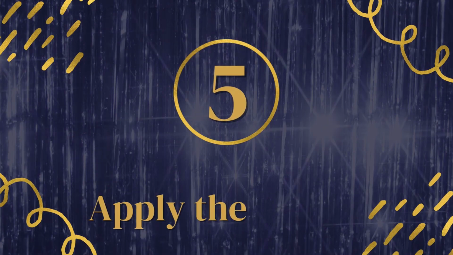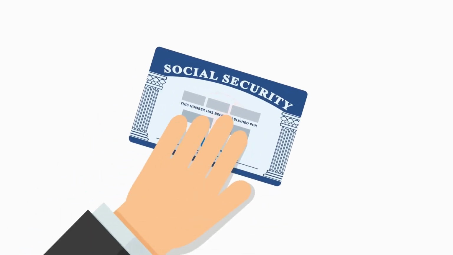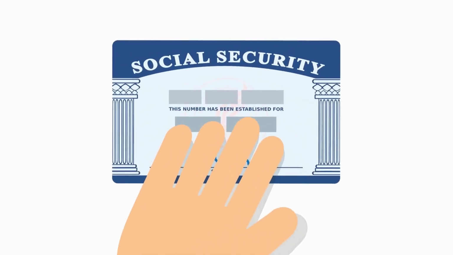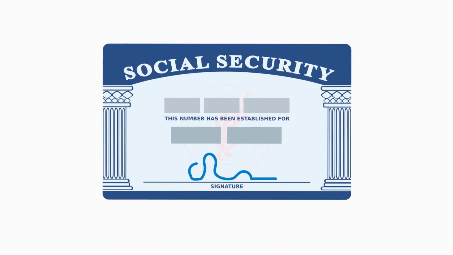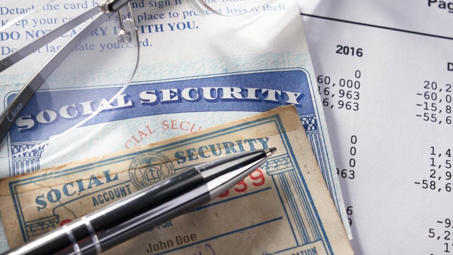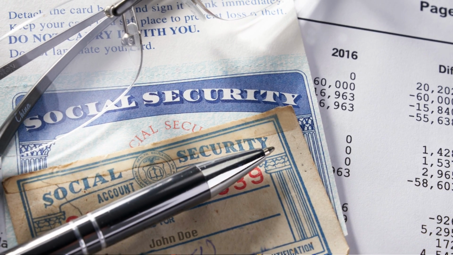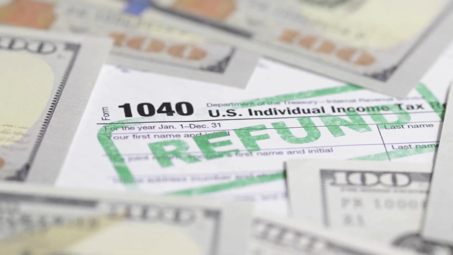Number 5. Apply the credit. The credit can be applied against the employer's share of Social Security taxes. If the credit exceeds the amount of Social Security taxes owed, the excess can be refunded to the employer.